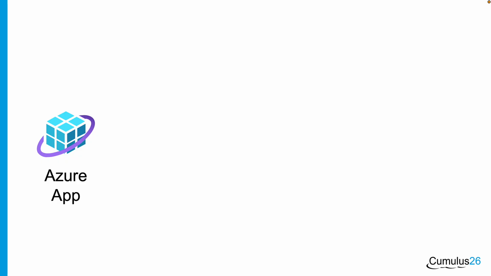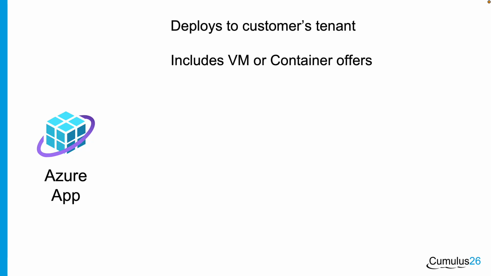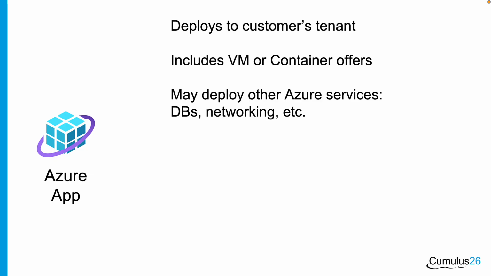Next, we have Azure applications. Azure applications also deploy to the customer's tenant, but that's really where the similarity ends. When the resource group in the customer's tenant is created, it will include a virtual machine or a container offer defined in Partner Center. The Azure application definition in Partner Center will point at one of those 2 offer types to include in the Azure app deployment. But it might also deploy resources other than just the VM or containers. For example, databases, virtual networking components, or any other specialized Azure service.